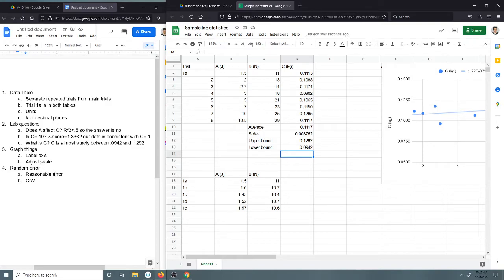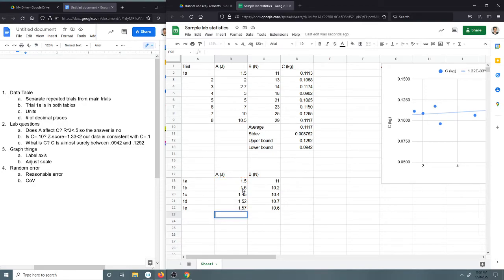The first thing is reasonable error. This is what you're doing with your repeated trials. A and B. These are the measurements we did with our repeated trials. Notice I did not have to calculate C for the repeated trials. Don't need to. Doesn't mean anything. What I need is to calculate the reasonable error from my measurements. So I only need my measurements for the repeated trials. So the way I do that is the reasonable error is the biggest value, 1.6.